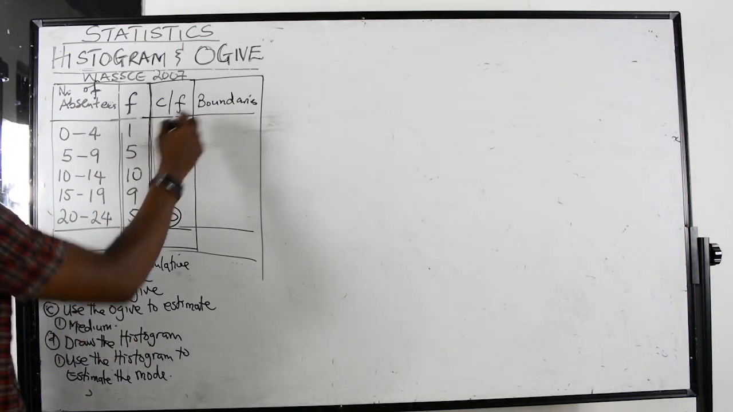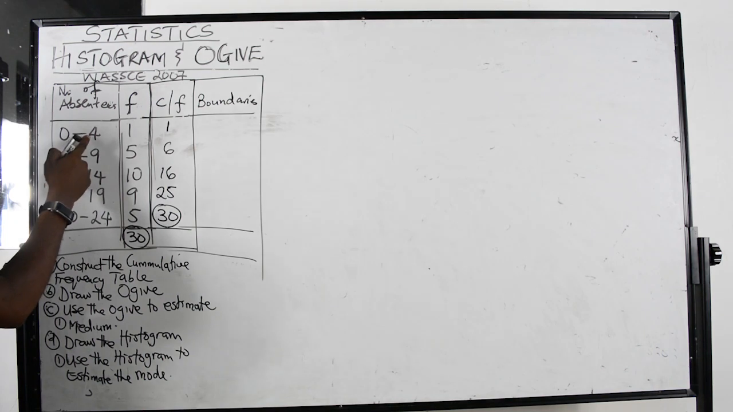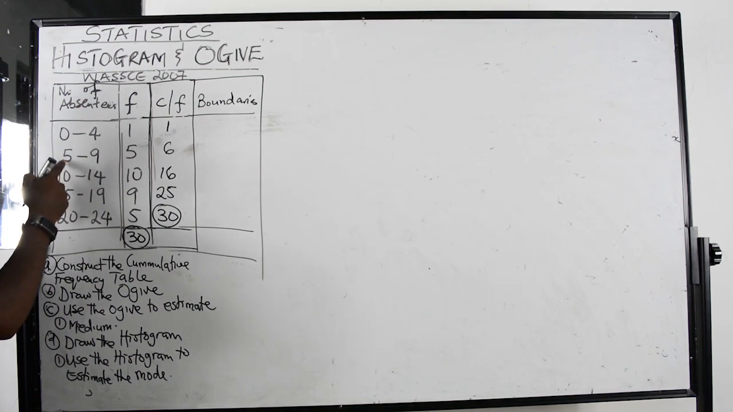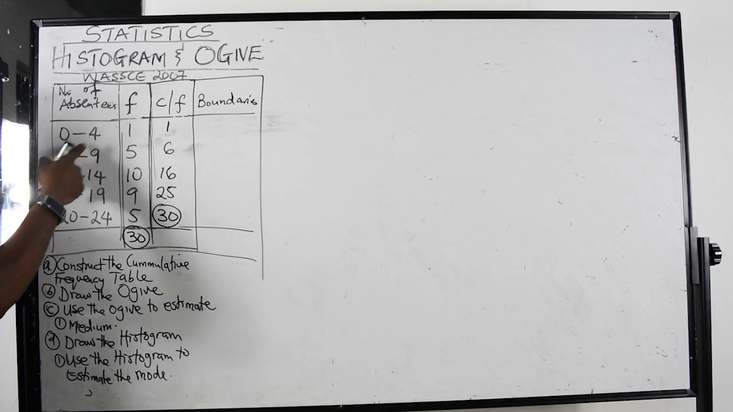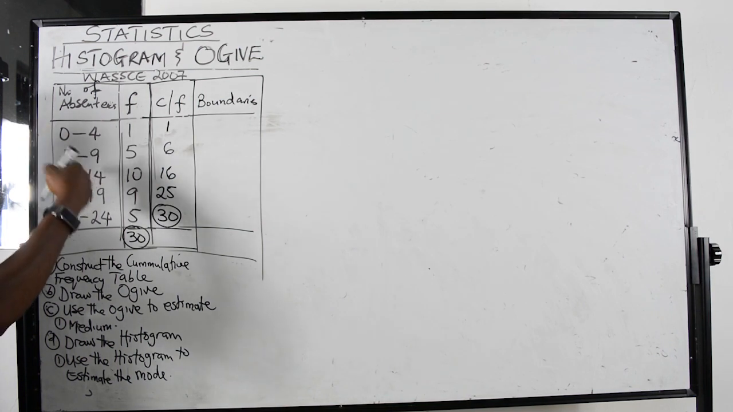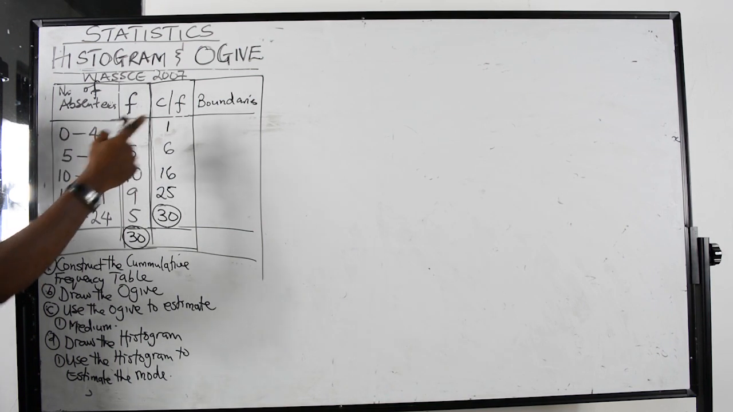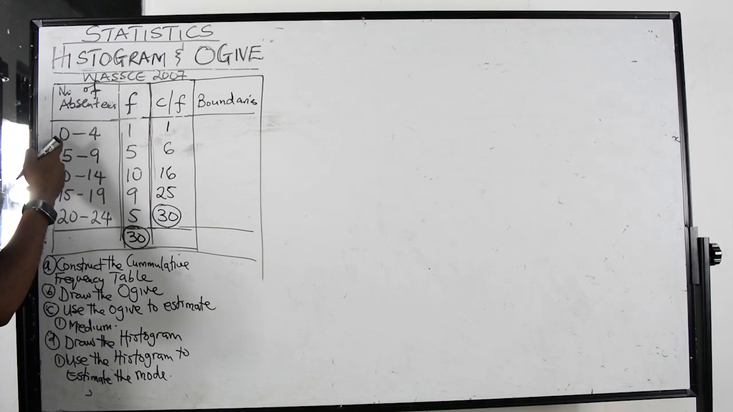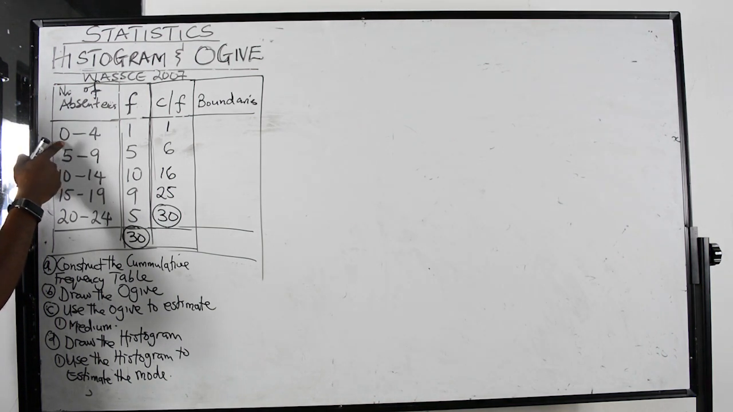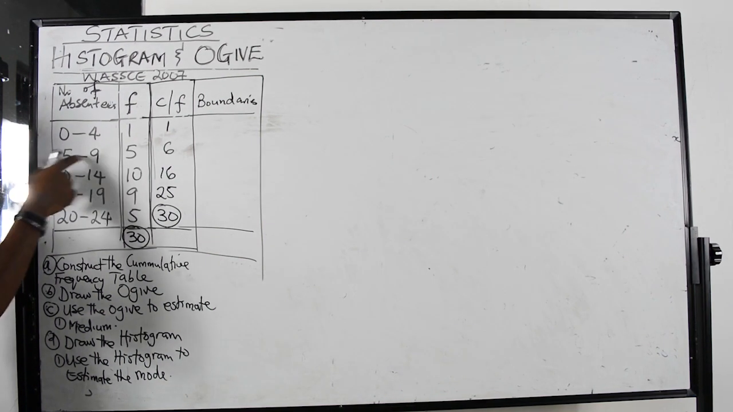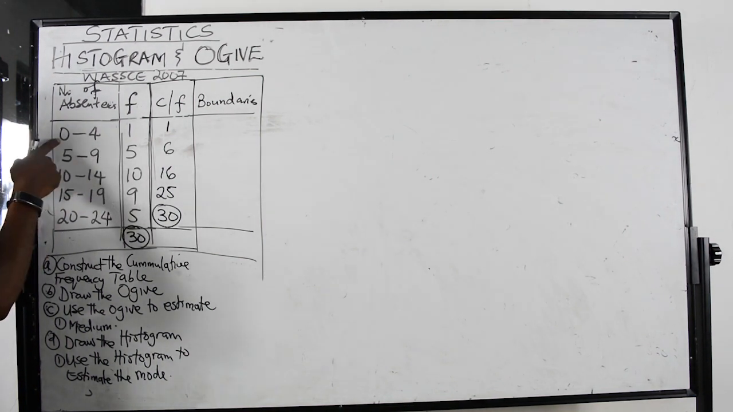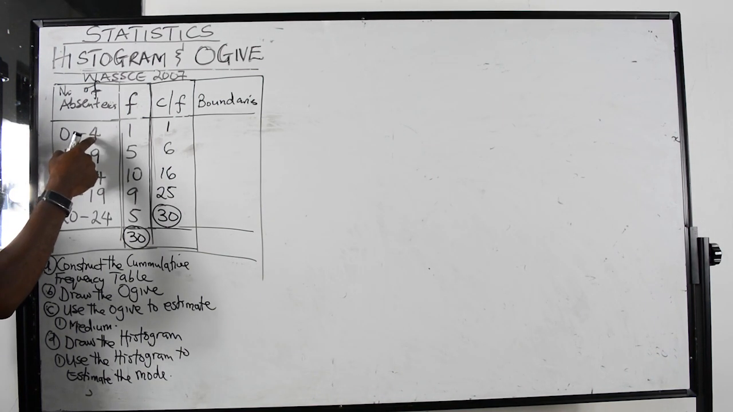Between this number and this number, there is a gap of one. I'm going to divide it into two, such that I have half, that is 0.5. That 0.5 is removed from the lower class limit. These are the class limits: lower class limit, upper class limit, lower class limit, upper class limit. So I subtract 0.5 from the lower class limit because there's a difference of one between 4 and 5.